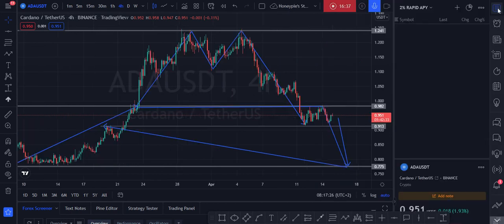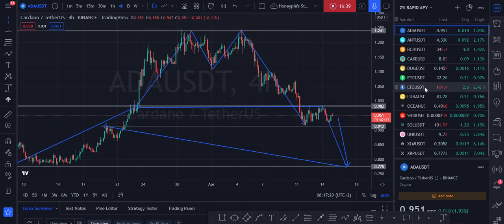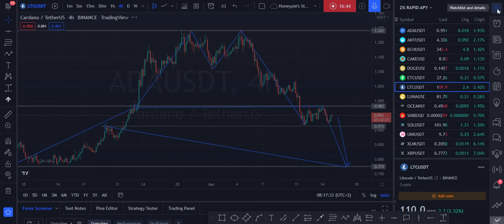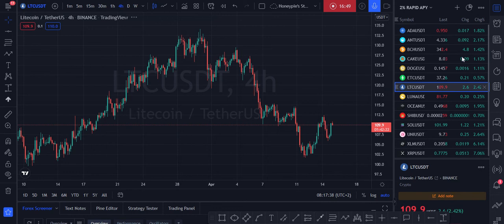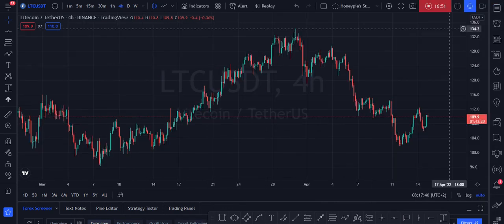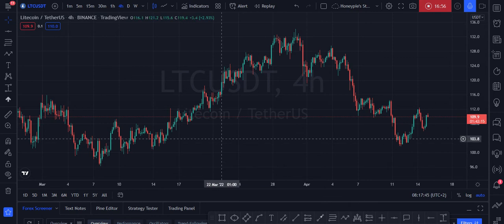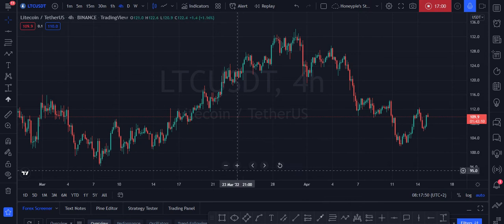I'll be using LTC USDT, that's Litecoin USDT, to identify our trend line support. Good and fine. Now, before we look into that, let me quickly explain the higher lows and the higher highs. For you to identify a trending market, you need to first know if it's making a higher low and higher high.